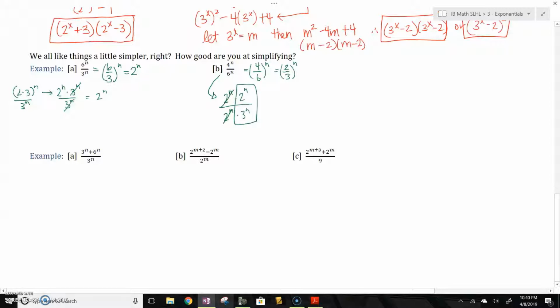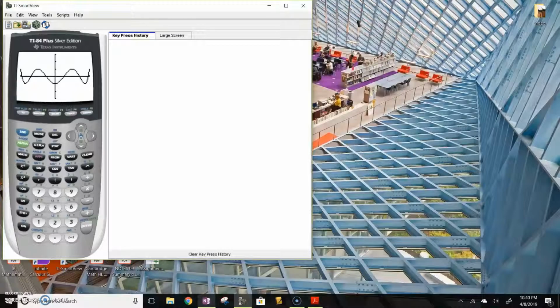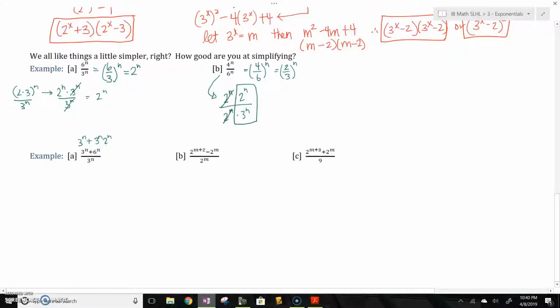All right, what about example A down here? I see, this is 3 to the n plus, now this could be 3 to the n times 2 to the n. Right, so that's kind of nice. So I could have 3 to the n factored out and have 1 plus 2 to the n for the top, and the bottom I would just leave as 3 to the n. And we got 1 plus 2 to the n as our answer.